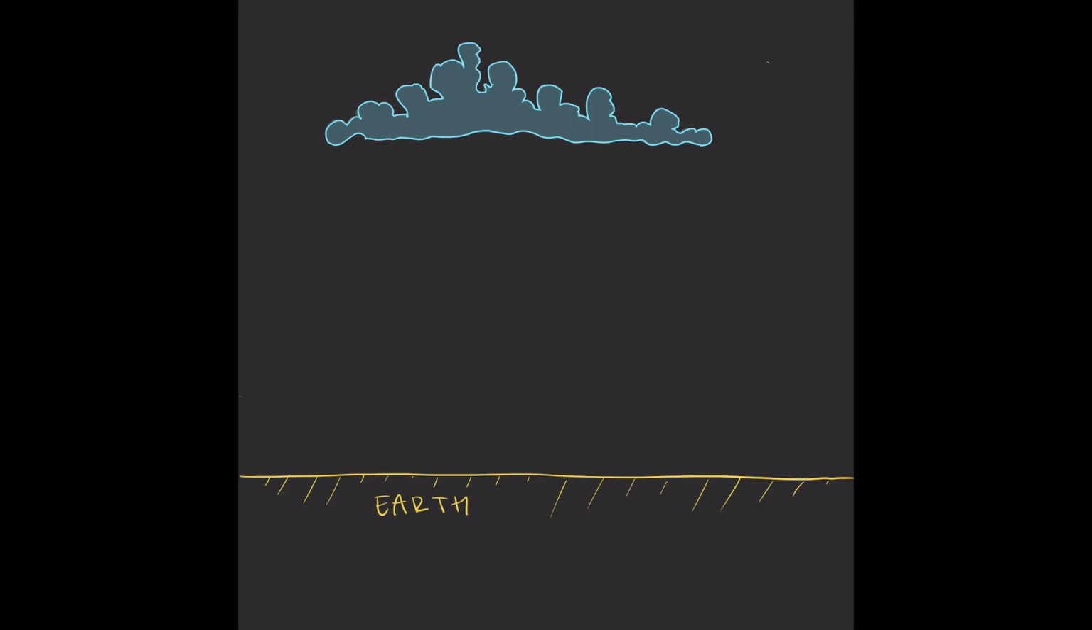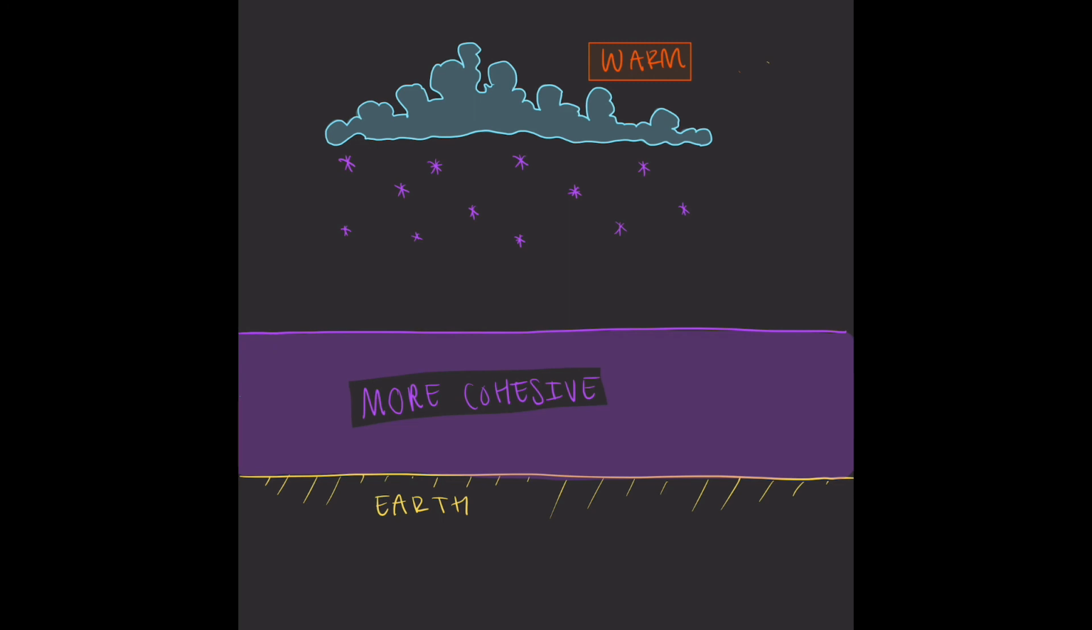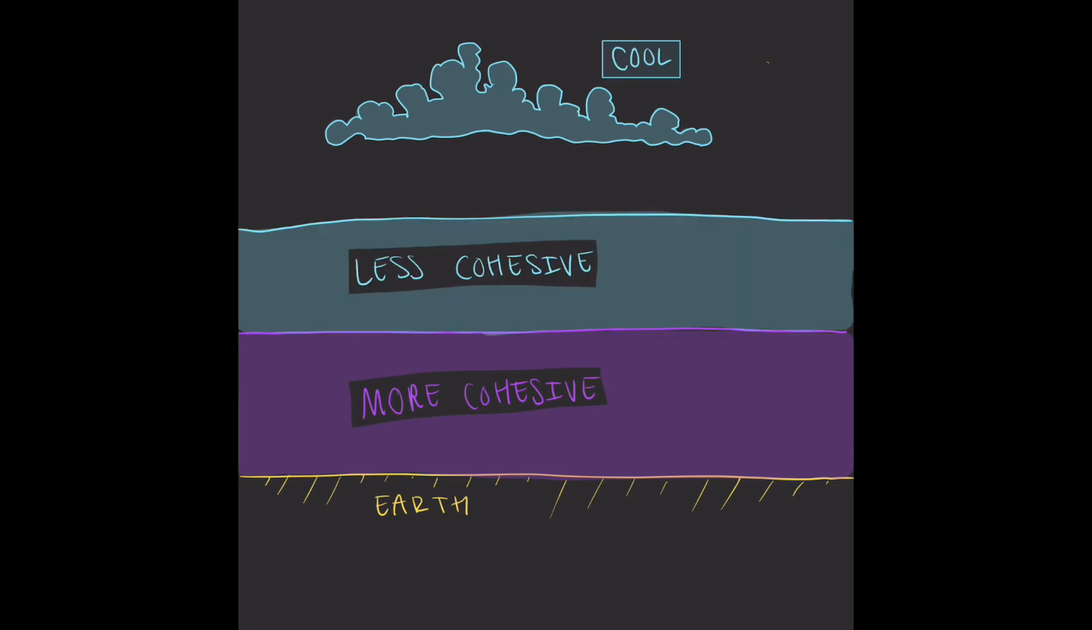So in this case, the storm comes in warm, so it drops a layer of more cohesive snow on the ground, and then it gradually cools. So in this case, the less cohesive snow is laid down on top of the more cohesive snow. In this circumstance, which is called a right side up snowpack, the only kind of avalanche you're really going to be concerned about is a dry, loose avalanche, or slough.